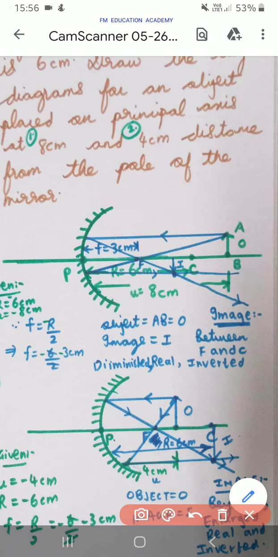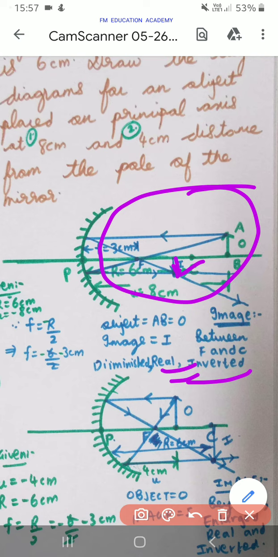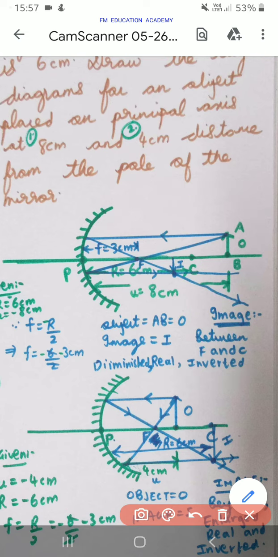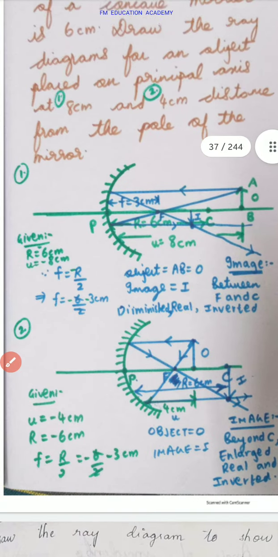Okay, next. So what do you see? Since the image is below the principal axis, we can say it is real. It is inverted. And why is it real? Because it is here, on this side of the mirror. Then we have here it is diminished. Diminished means it is smaller when compared to the object.